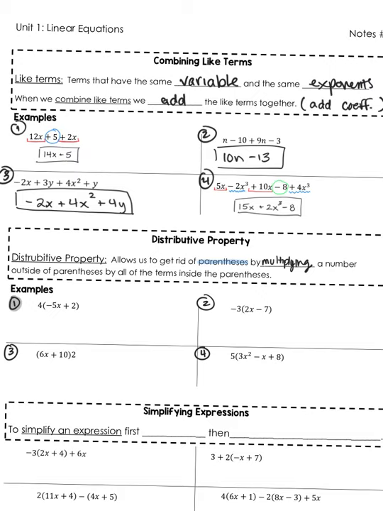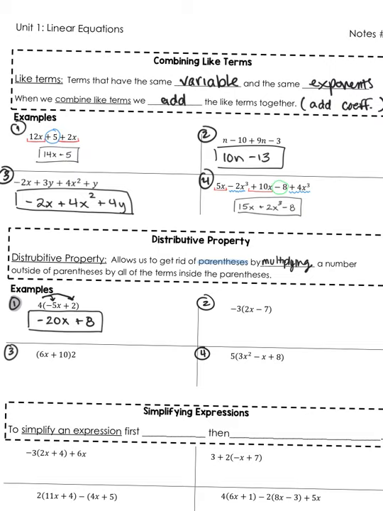When we distribute, I like to draw in my arrows to show me what number is being distributed and where it's being distributed. So this problem tells me I have a 4 being distributed to 2 terms inside the parentheses. When I multiply the first one, 4 times negative 5x, I get negative 20x. 4 times positive 2 is positive 8. I don't have any like terms in negative 20x or positive 8, so that's my final answer.